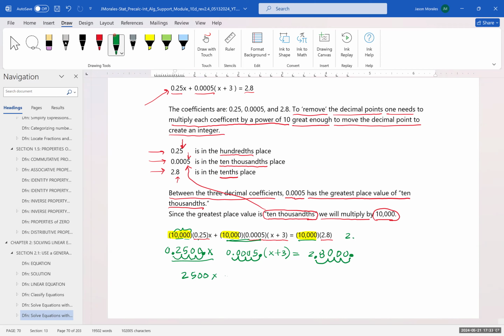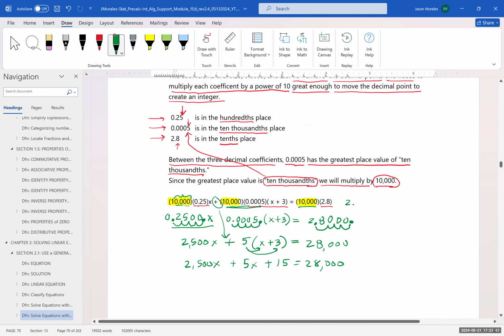This next term is going to be plus 5 times x plus 3. And that's equal to 28,000, like that. All right. Now this is something that looks a little more manageable. So now we can just distribute. So we have 2,500x plus 5x plus 15 is equal to 28,000.